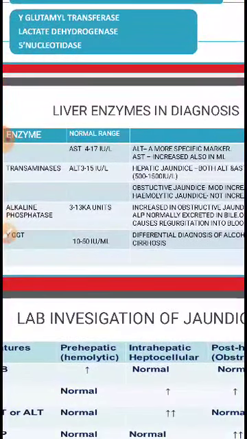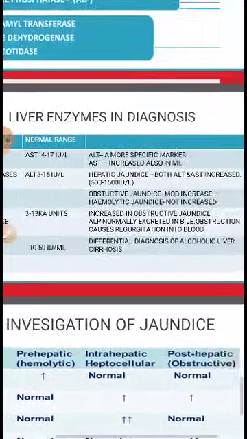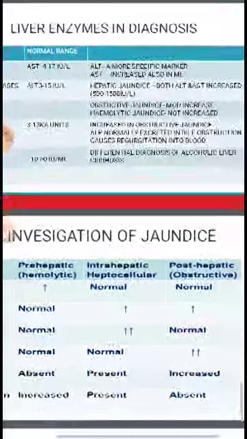Now when we look at the transaminases, I have given you the normal range in this table. Alanine transaminase is a more specific marker, whereas the aspartate transaminase is also increased in MI and also in certain diseases involving muscular tissue. Now in hepatic jaundice, both ALT and AST are markedly increased, that is, between 500 to 1500 international units per liter. A moderate increase is seen in obstructive jaundice, whereas in hemolytic jaundice it is not increased.